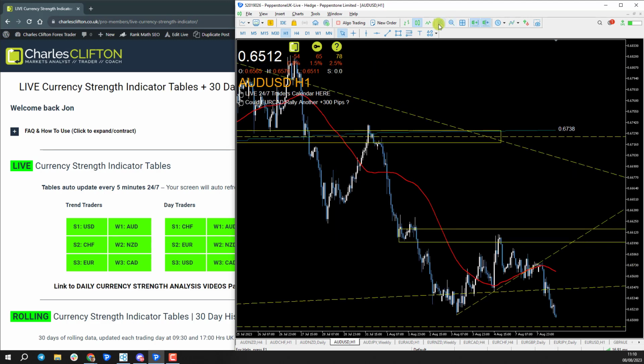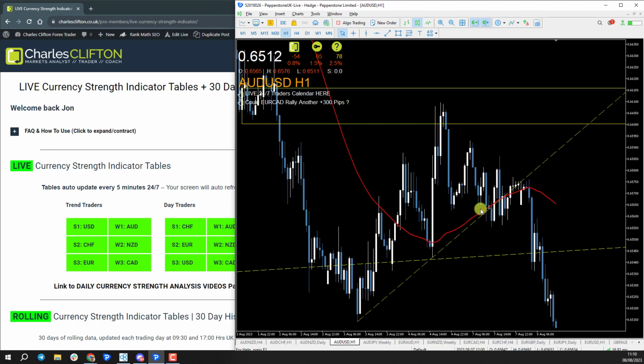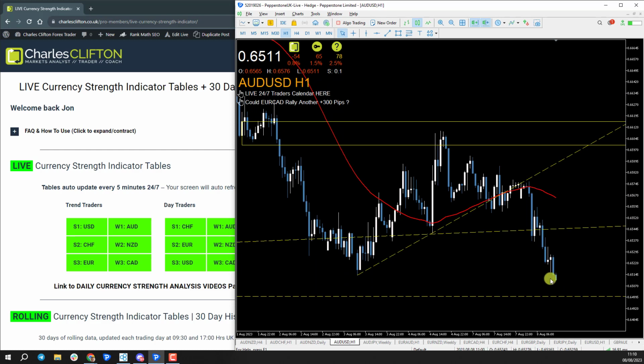One thing that we did want to see was a break back below this 50 moving average. We got that. We even had overnight a little bit of a consolidation before a breakout in the early hours. So yeah, that's a nice move to the downside.